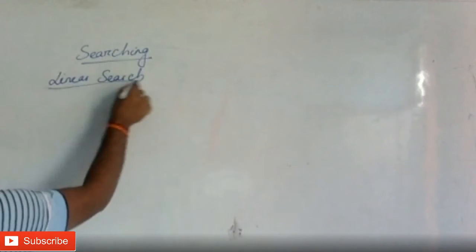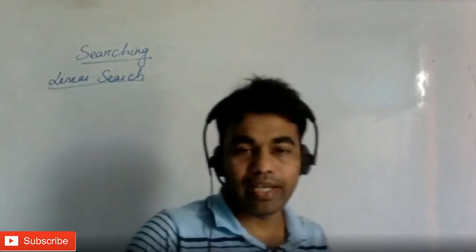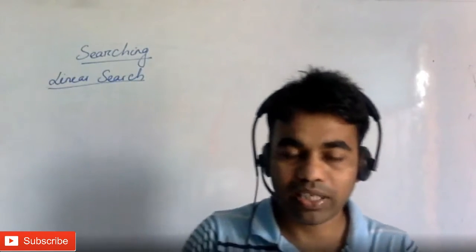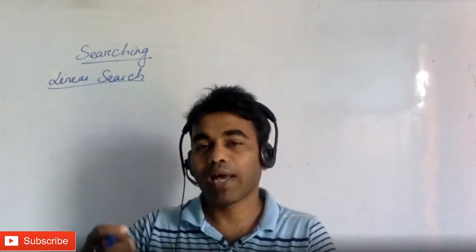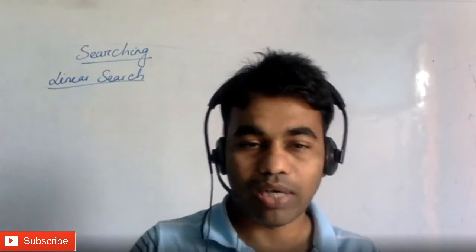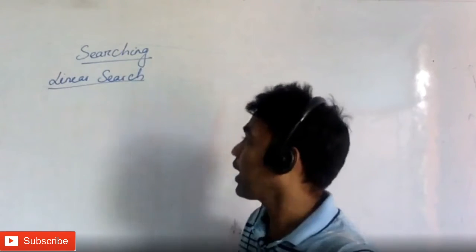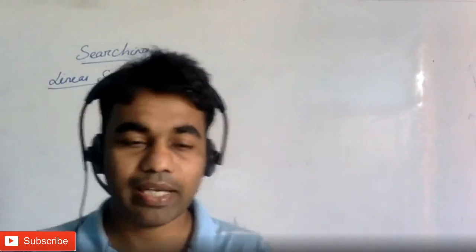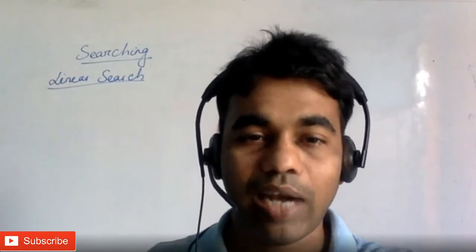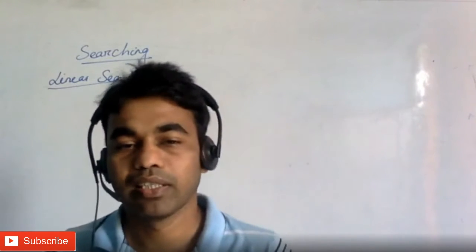Linear search. The name represents its meaning, right? So what does that mean? Search one by one, right? So that's what linear search means. Given any particular array, let's take an example and understand. After that, maybe we'll go for the algorithm or the program.